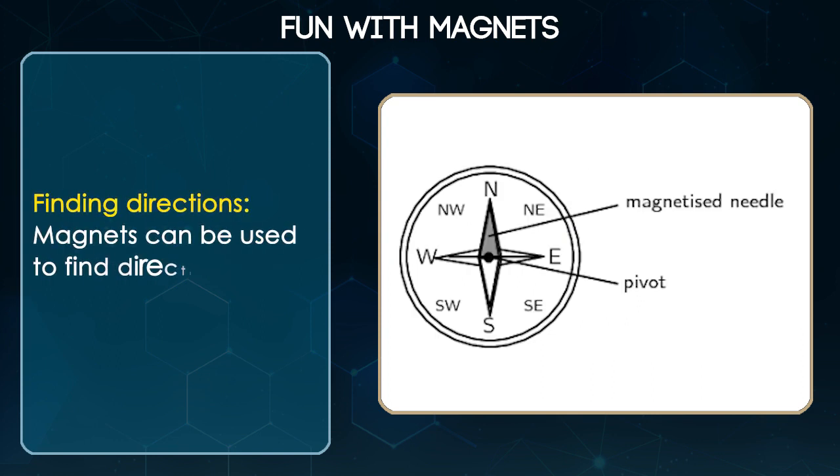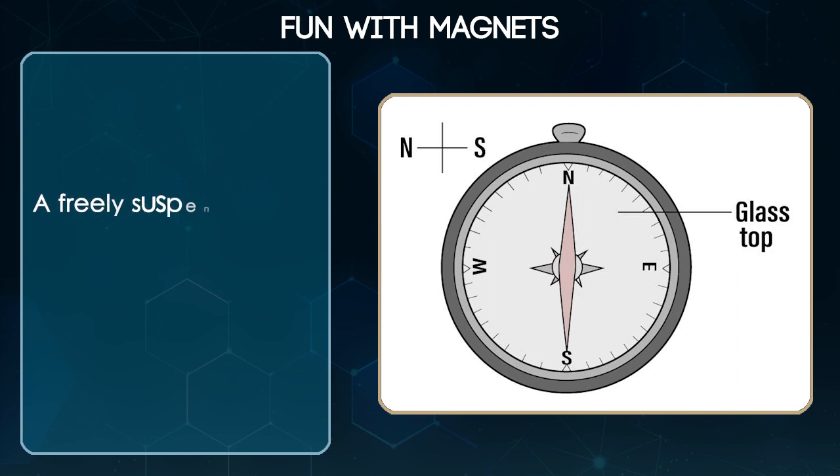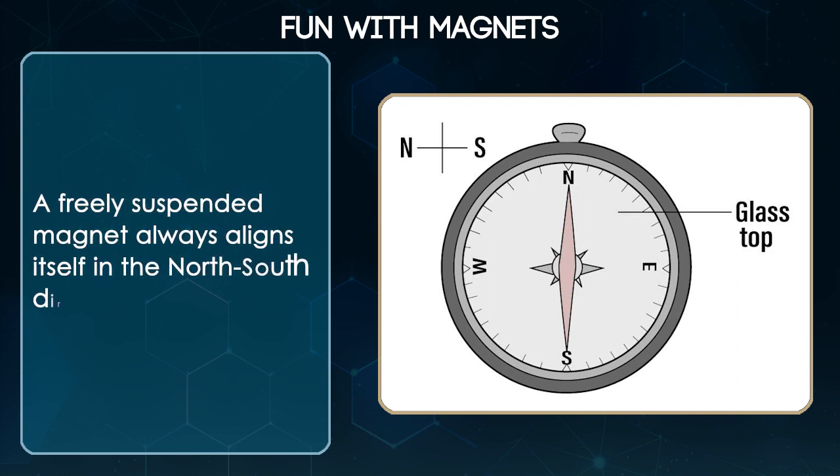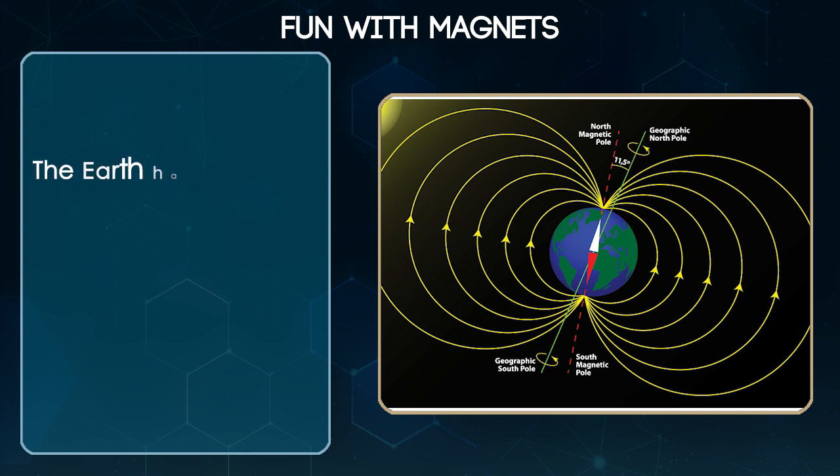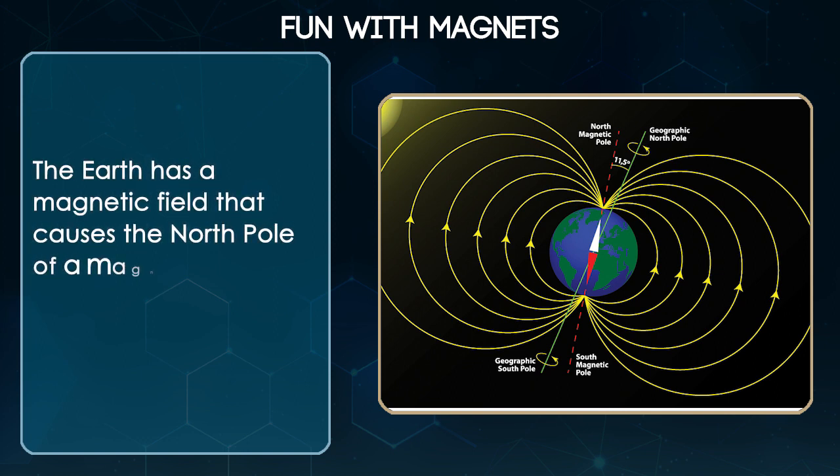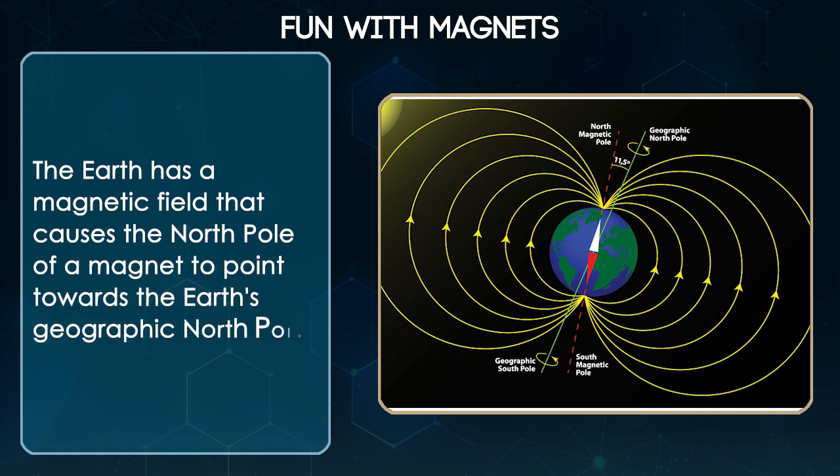Finding directions. Magnets can be used to find directions. A freely suspended magnet always aligns itself in the north-south direction. The Earth has a magnetic field that causes the north pole of a magnet to point towards the Earth's geographic north pole.